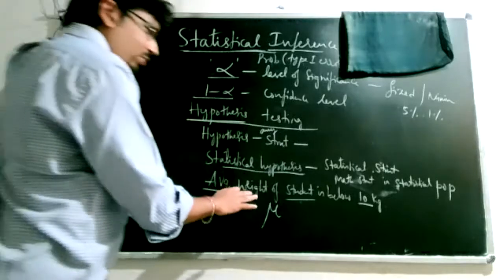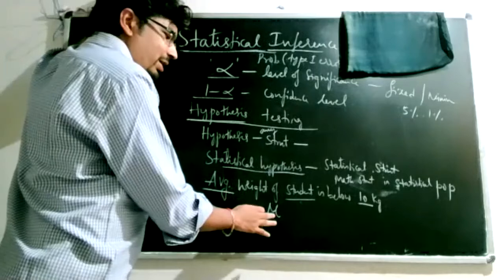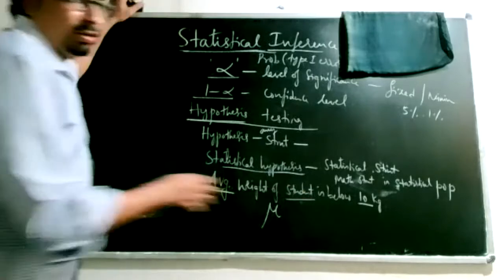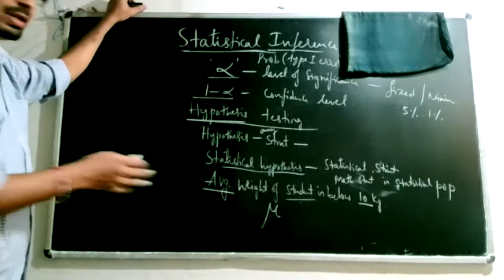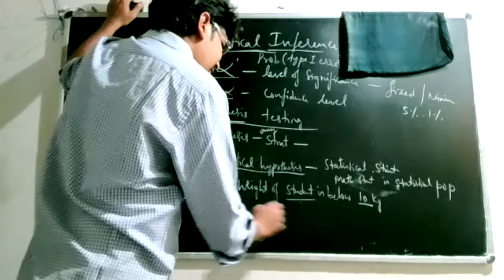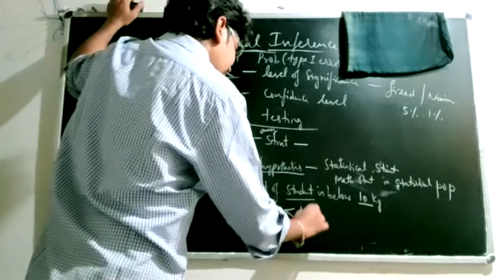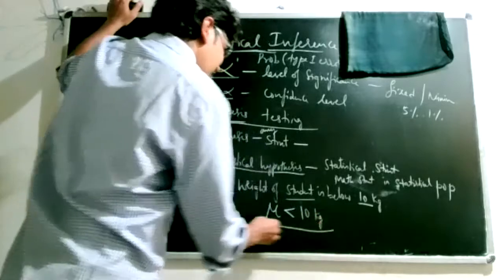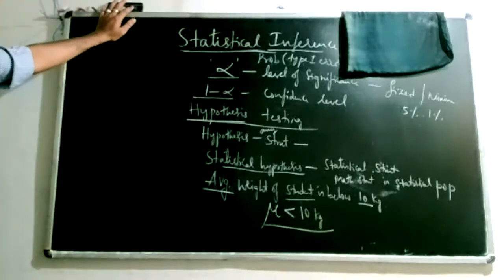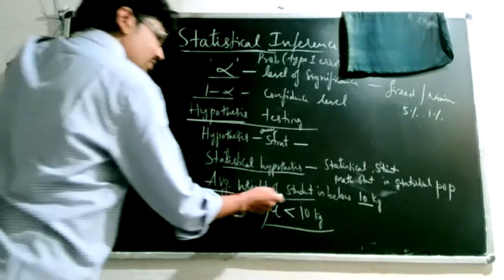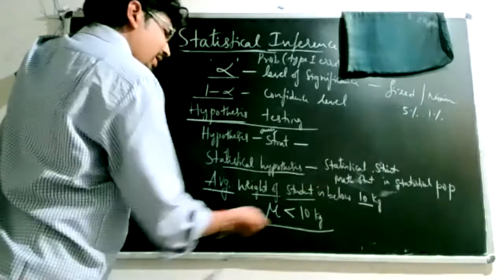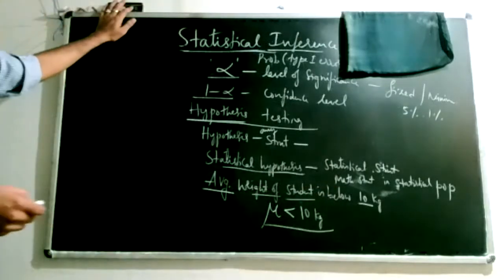If you're talking about height and weight together, in that case you can use mu1 and mu2, or mu and some other notation. So I'm telling mu is strictly below 10 kg. This is how simply we can convert English statements regarding the statistical hypothesis into mathematical form.